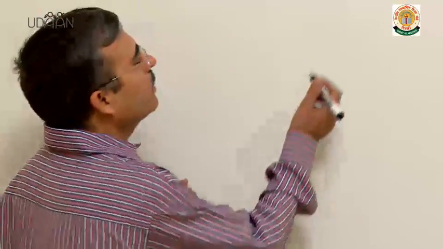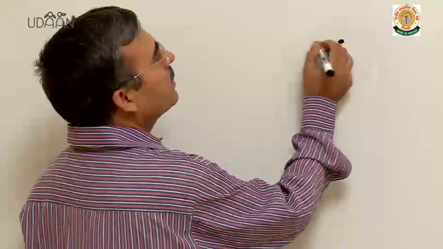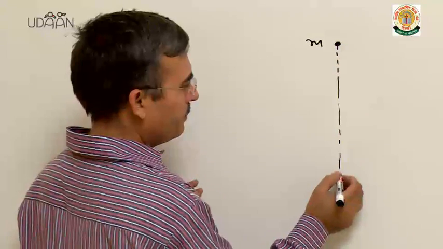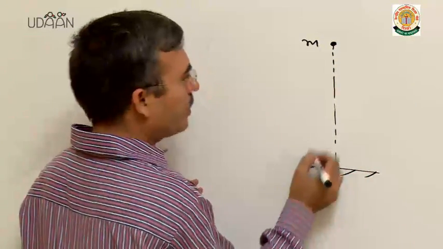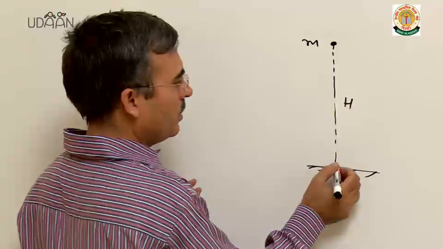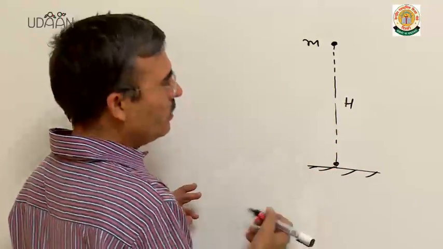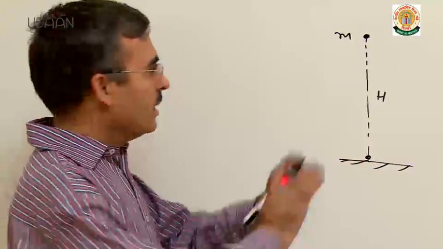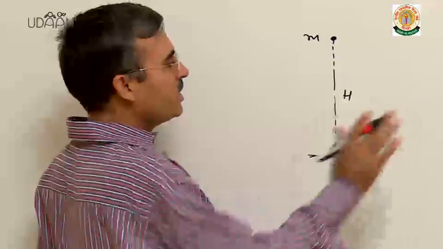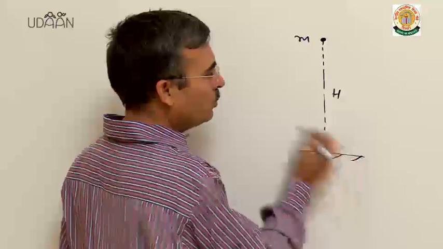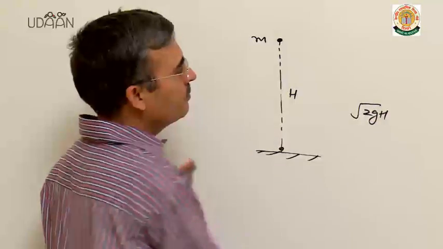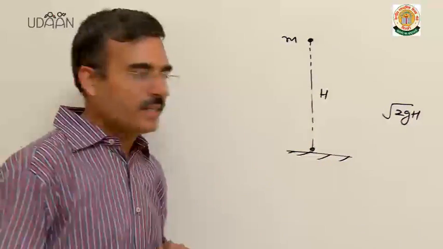Let us solve one problem based on this concept. मान लीजिए a body of mass small m is falling down under gravity from the height h. Just before reaching the ground, इसकी स्पीड कितनी होना चाहिए? अगर मैं ग्रेविटी को एयर रेजिस्टेंस को नेगलेक्ट कर दूं तो कितना आना चाहिए? √2gh. इतनी आनी चाहिए थी if air resistance is neglected.